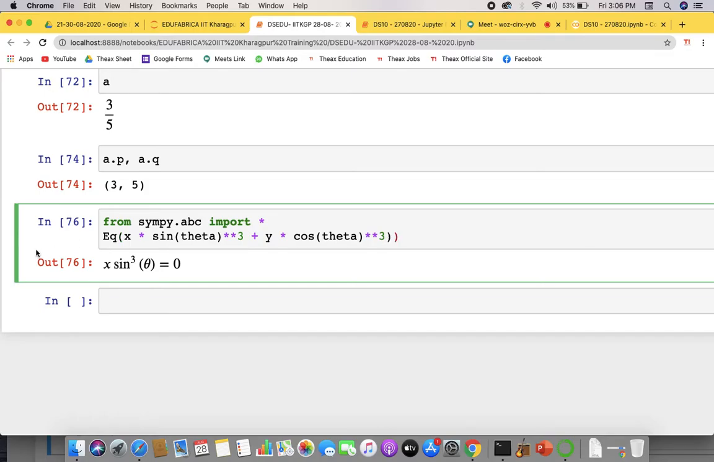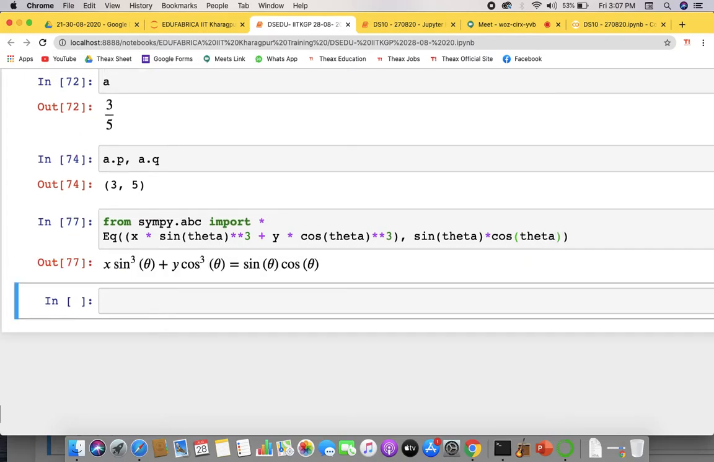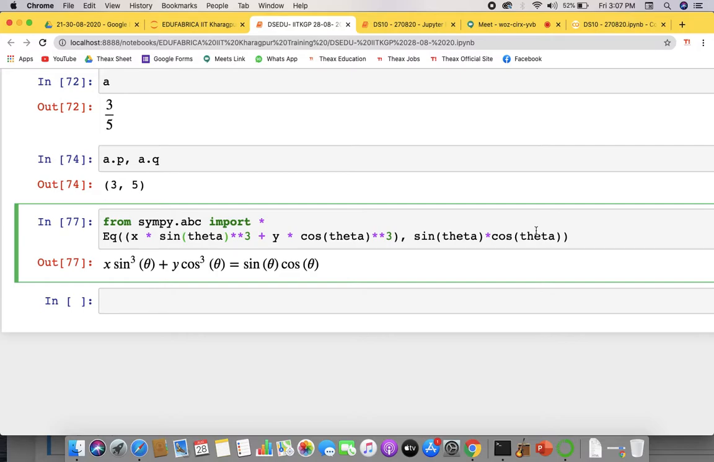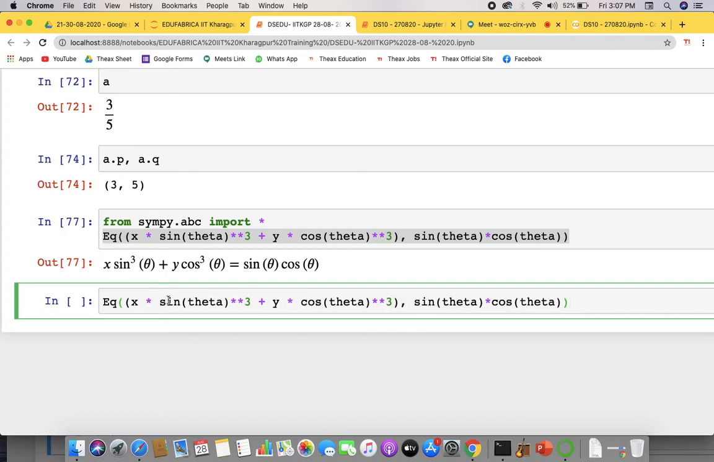So this is one equation, and this is equal to, and these are the equations you have done, right? I believe you must have done these equations. Everyone does this, because these are the basic ones we have practiced. So x sine cube theta plus y cos cube theta is equal to sine theta cos theta, right? Similarly, there is another equation. So let's take the other one. The other one says that x sine theta is equal to y cos theta.